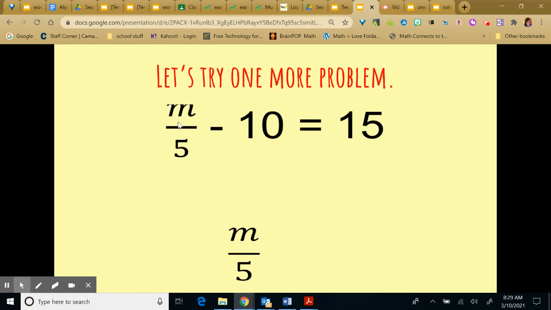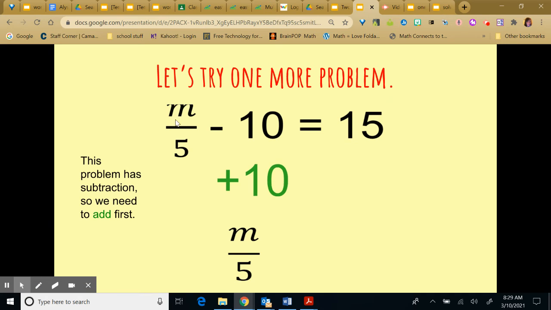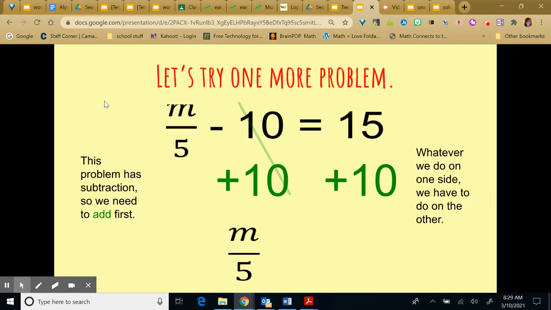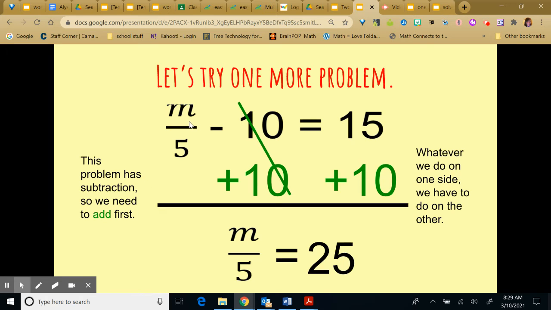Let's try another one. So this one, we have some division going on here. So the first one, we're going to add the constant. So it says minus 10. So we have to get rid of that minus 10. We're going to do that by adding 10 to both sides. Okay, those 10s cancel. And then I bring down my m over 5. And then I have 25 because I've done the math here.